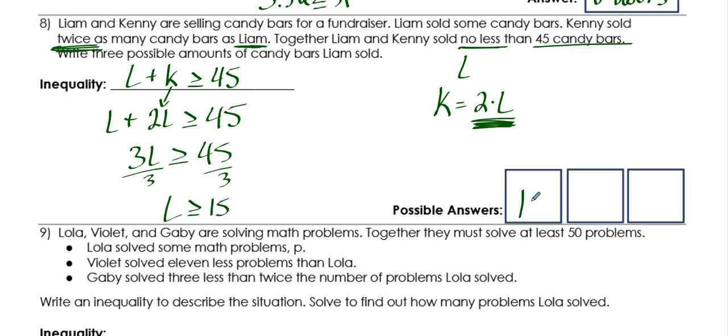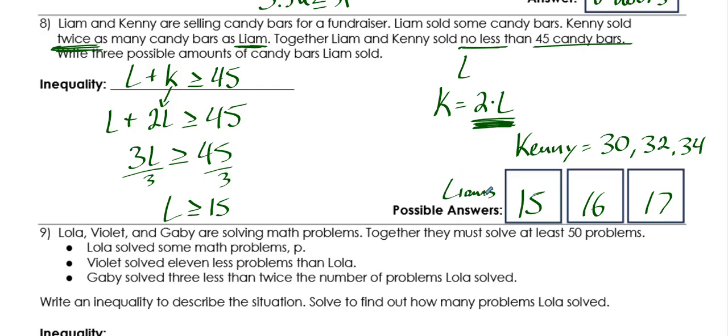So Liam could have sold 15, could have sold 16, he could have sold 17. Kenny could have sold 30, 32, 34. We know he sold twice as many. These are Liam's. These are Kenny's.